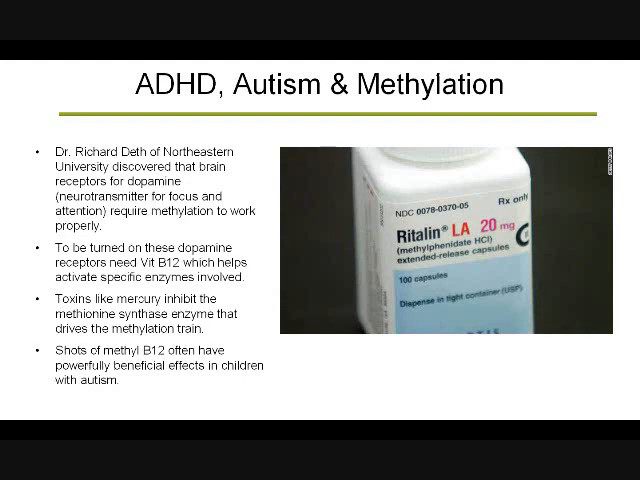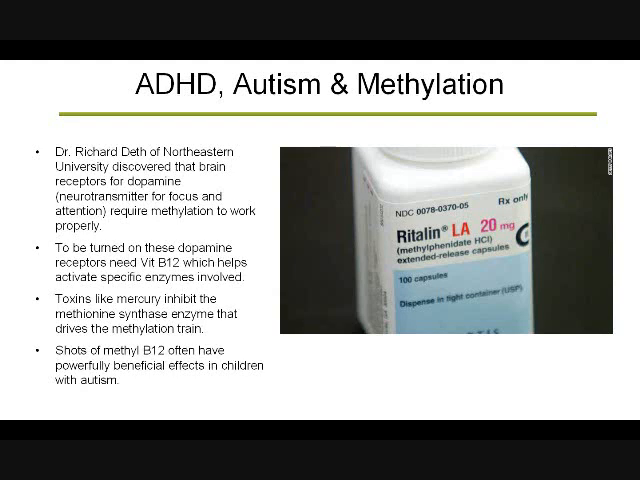Methylation and ADHD and autism. Dr. Richard Deth of Northeastern discovered that brain receptors for dopamine require methyl groups to work. Now we're talking about a receptor in the cell wall. Remember we talked about how proteins float in that cell wall. A dopamine receptor is looking for a molecule of dopamine that when it binds to it would create a feeling of pleasure and reward and satisfaction. For that receptor to even be open to receiving the dopamine molecule, it needs methyl groups. It needs to be methylated.